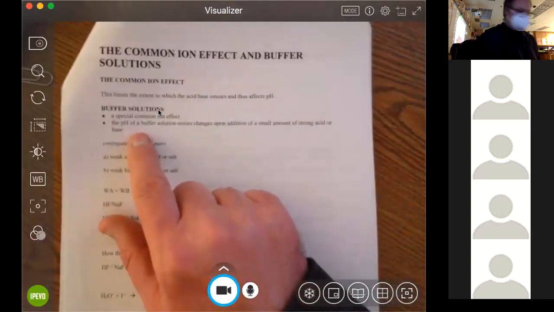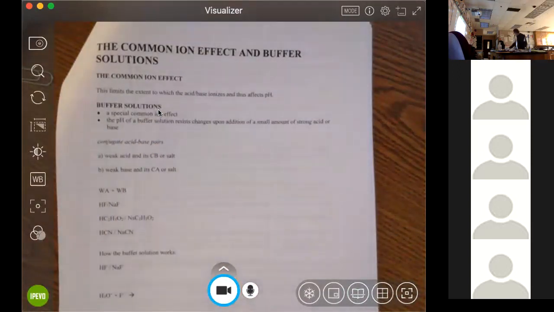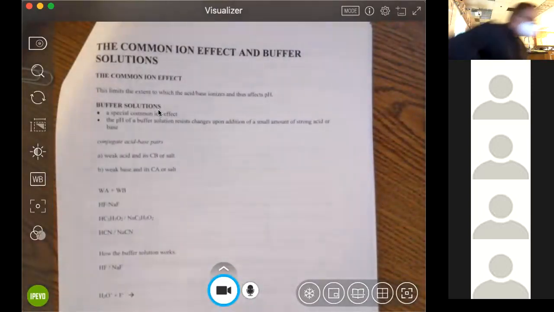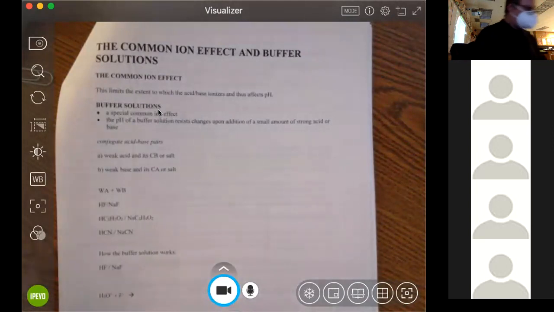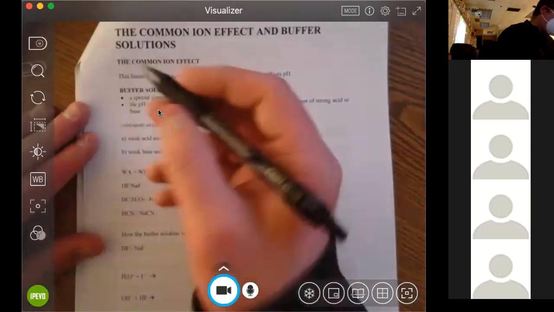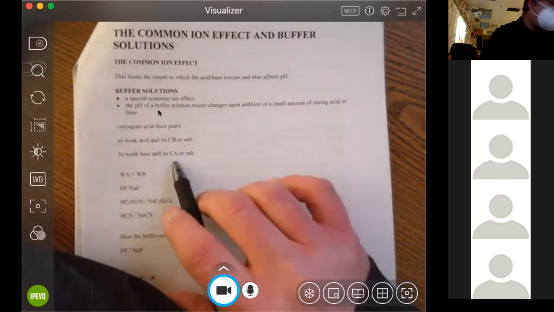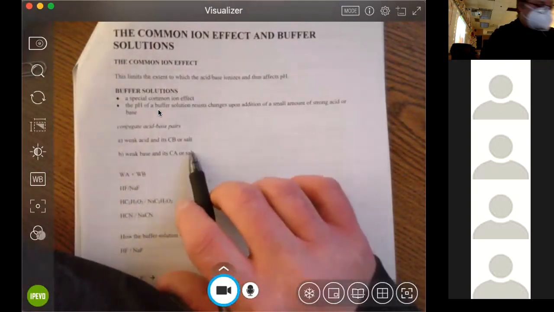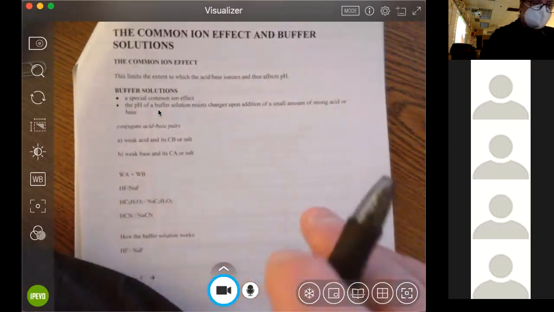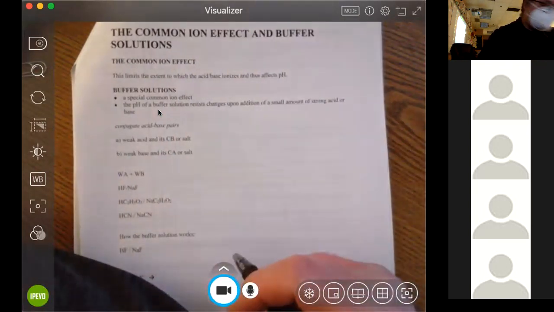So there we go. A solution that resists changes in pH. I've got some better instructions on the next page to make them. I don't think we're going to go over them, because if we make a buffer next week, then we'll take a look at those. But basically, you have a weak acid and its conjugate base, or a weak base and its conjugate acid, or you can have a salt that has, for the acid, the anion, and for the base, the cations, and we saw how those metallic cations can affect that.